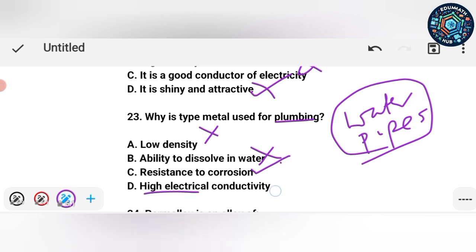Then high electrical conductivity. This one is not really needed. Why should your pipes be of materials that have very, very high electrical conductivity? It's not as if you're conducting electricity in your toilet or something. So the correct answer is option C. Okay, option C is the answer. Let's go. So next one.